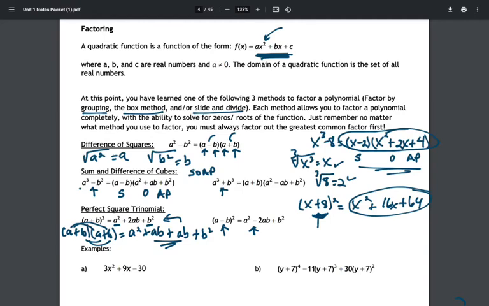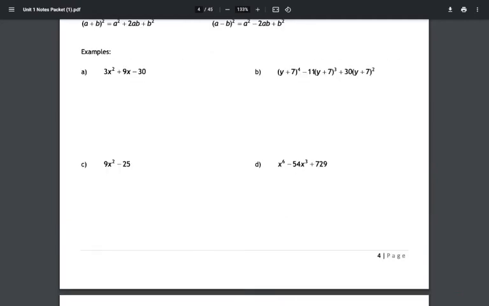Okay, in this first example, the first thing we should notice is that there is a greatest common factor. Each of these three terms has a 3 in common, so I'm going to pull it out as a greatest common factor. And remember, when you pull out a greatest common factor, you're dividing each term by that greatest common factor. So 3x squared divided by that 3 gives me x squared. 9x divided by that 3 gives me 3x. And negative 30 divided by that 3 gives me a negative 10.